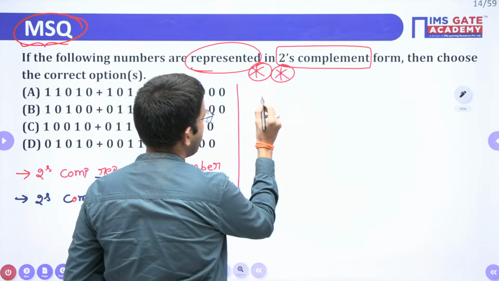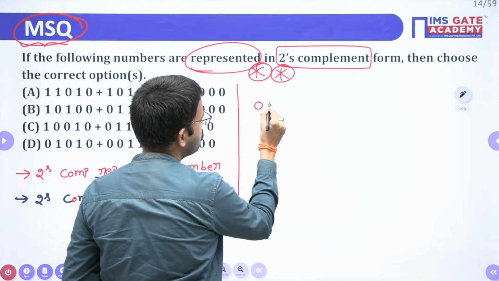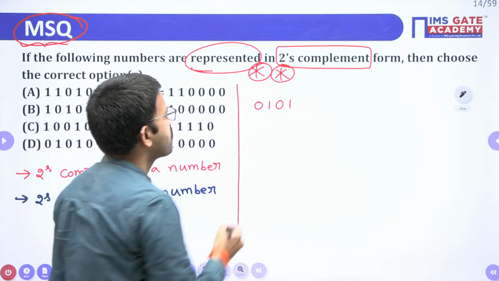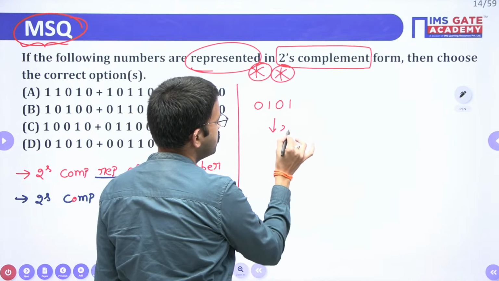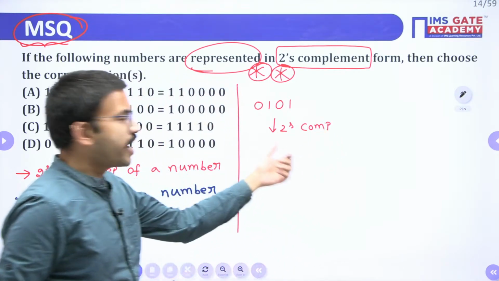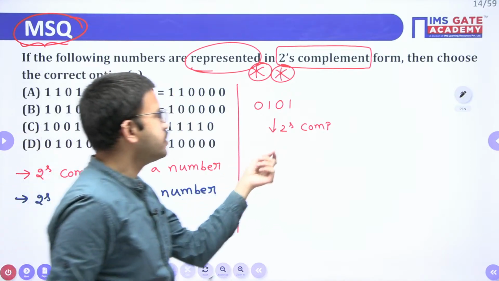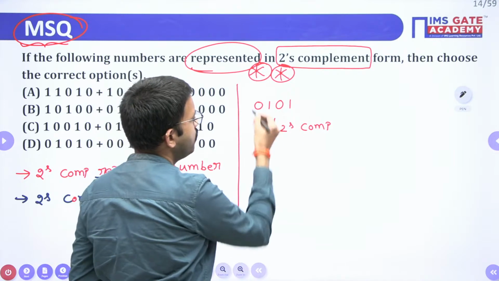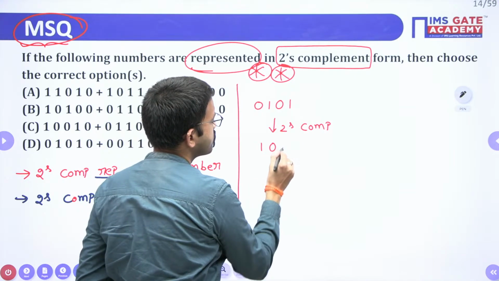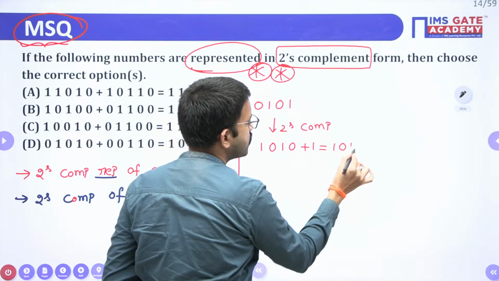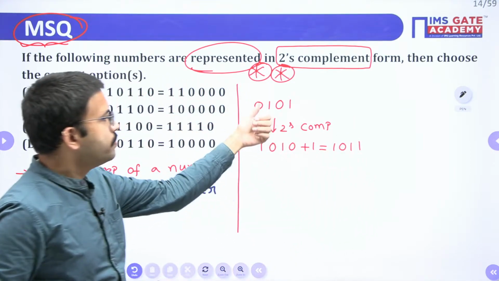Say for example, I am considering one 4-digit number like this, 0101. Just apply 2's complement to this number. I hope all of you are familiar with 2's complement. 2's complement is nothing but 1's complement plus 1. So just complement all the bits and then add 1, which is nothing but 1011. So this is the 2's complement of this number.